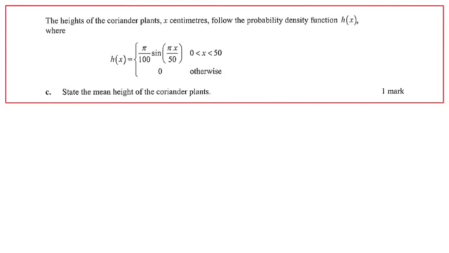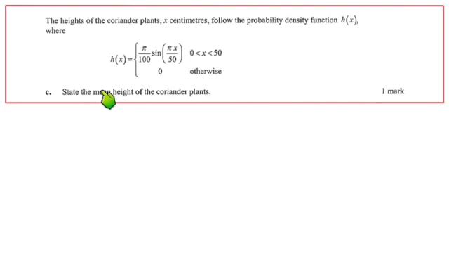So the heights of the coriander plants, x centimetres, follows a probability density function. So this is not normal distribution now, it's just a probability density function, h of x, where h of x is a trig thing. Okay, no problem. State the mean height of the coriander plants. Well, I always like to get a bit of a feel for what this is doing here. Now, come on guys, let's work out the period of this thing. It goes from 0 to 50 centimetres high. 2 pi over 50 gets us 100. So the period of this function is 100. So okay, it's a sine function. So we've got the first half. We've got the humpy bit that's above the central axis. Yeah, okay, I'm happy now.